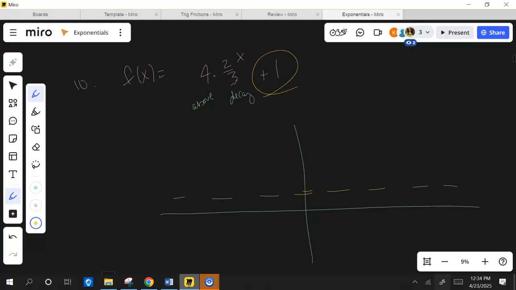Because it's decay. What value will the graph never be? Oh, 1. It'll never be 1. It'll never be the asymptote.